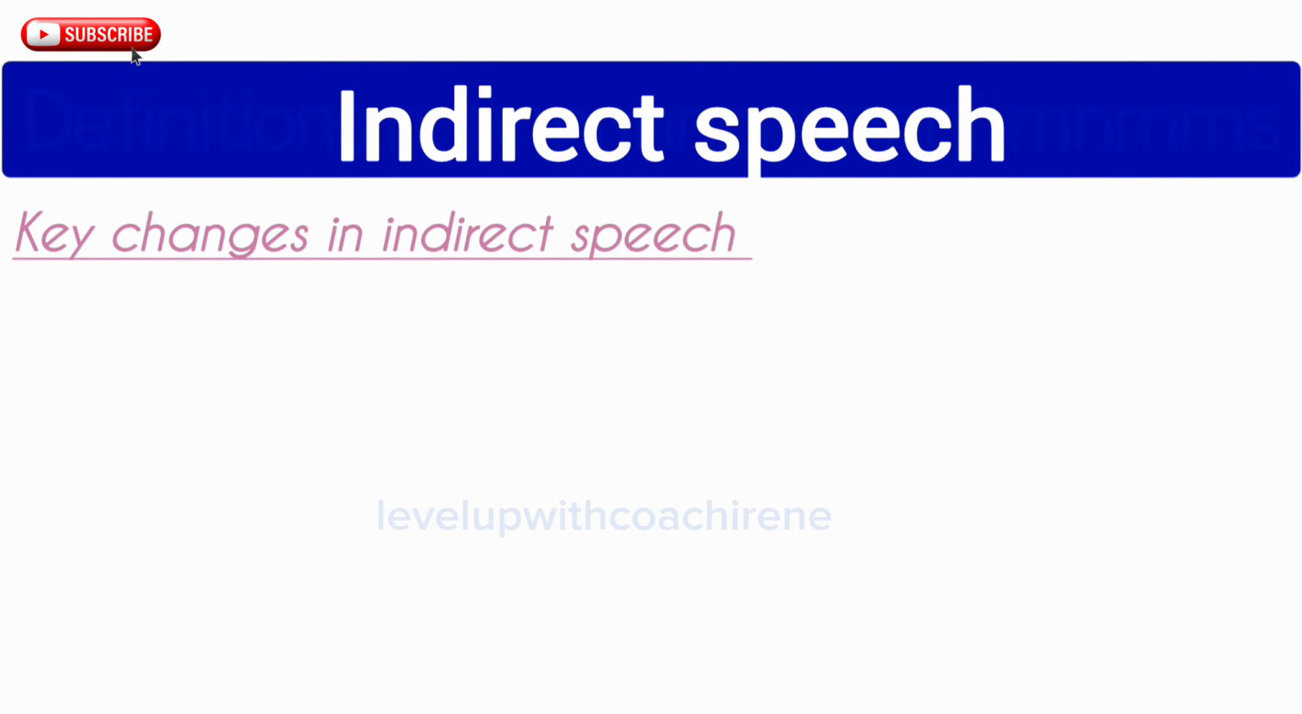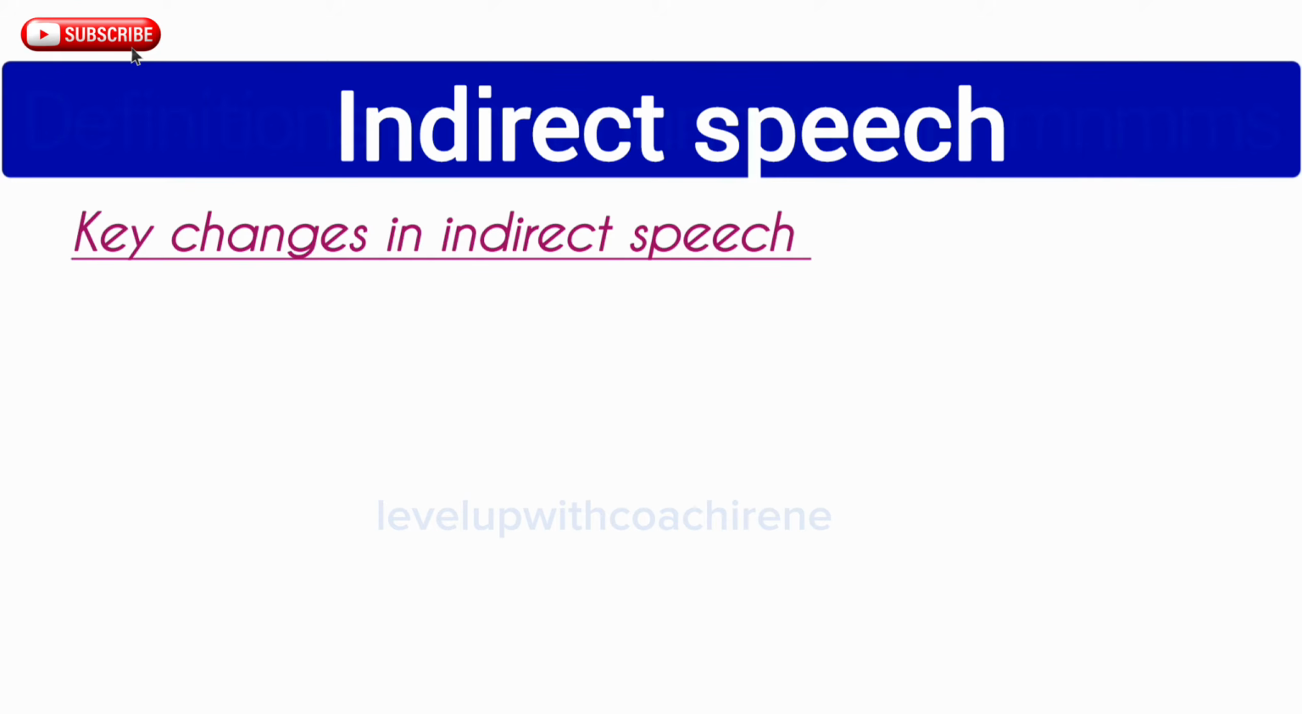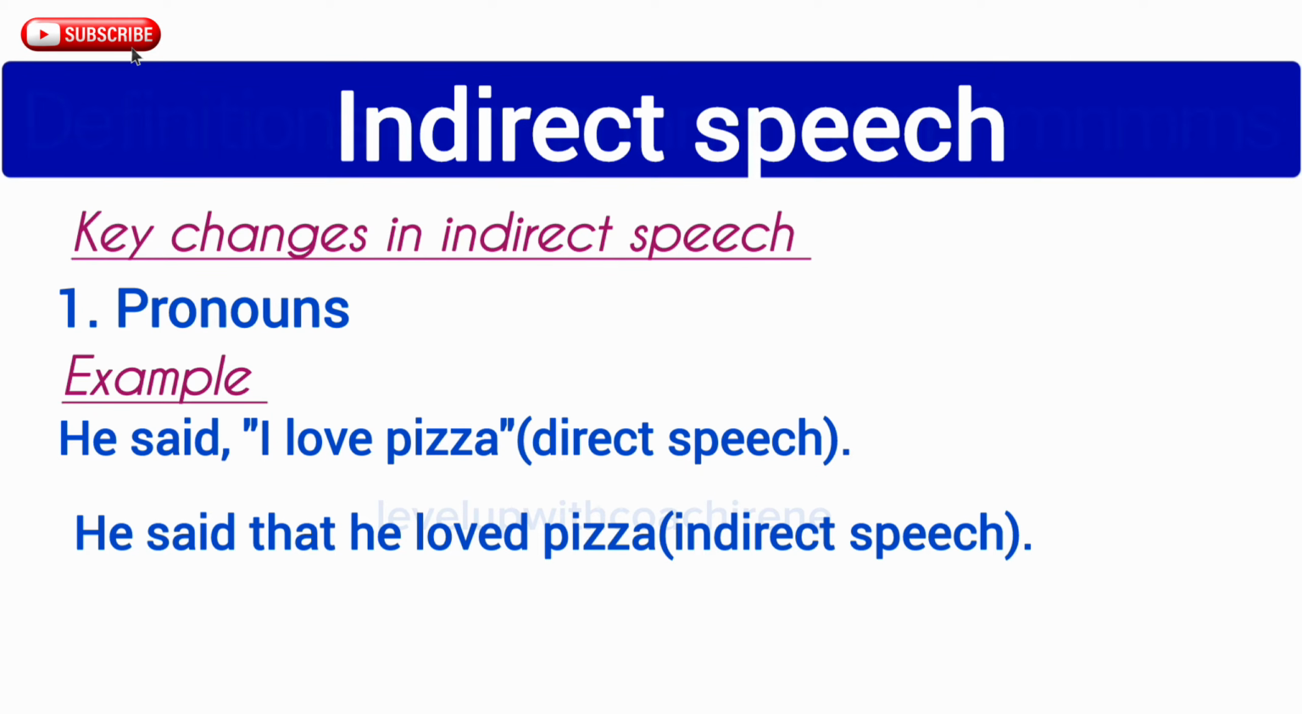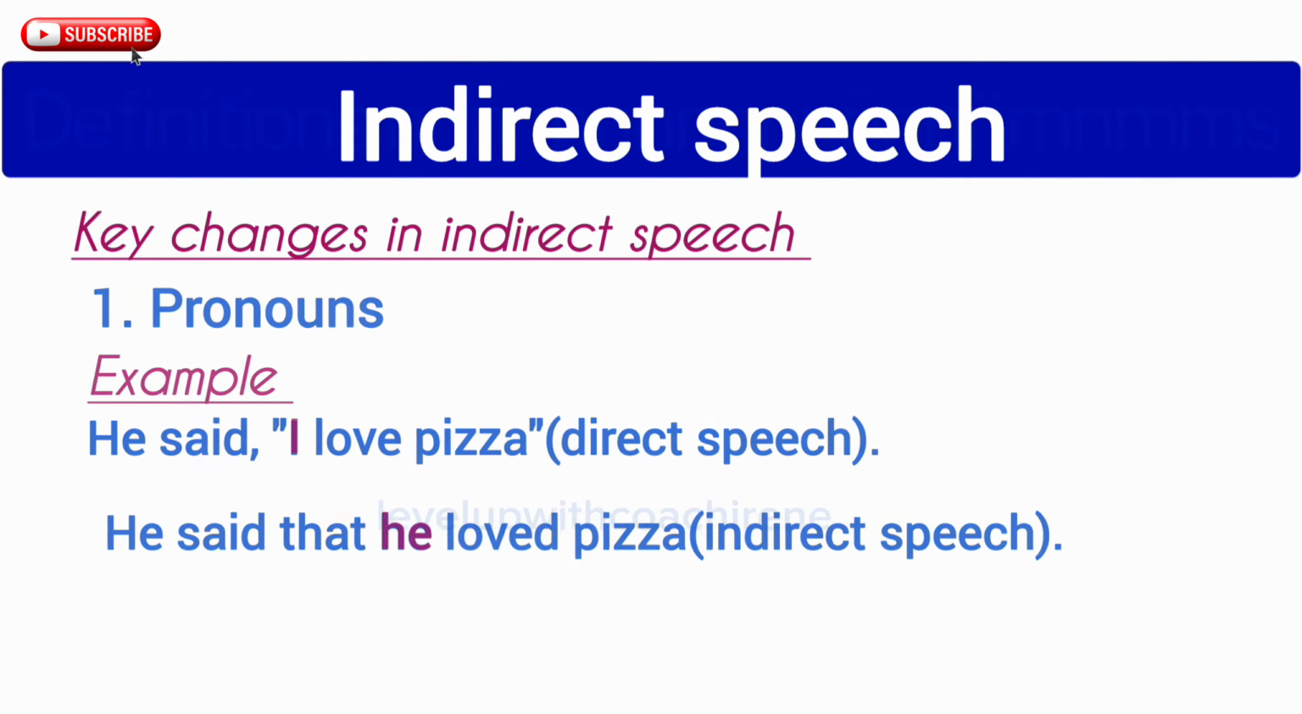Let us look at the key changes in indirect speech. Number one, pronouns. Adjust pronouns according to the context. For example, for direct speech, he said, "I love pizza." When making it an indirect speech, it becomes, he said that he loved pizza. In this sentence, I became he.